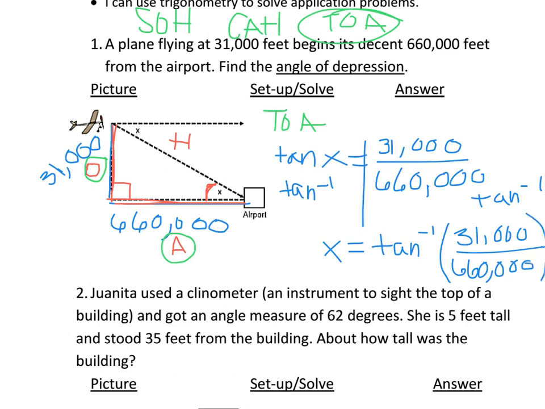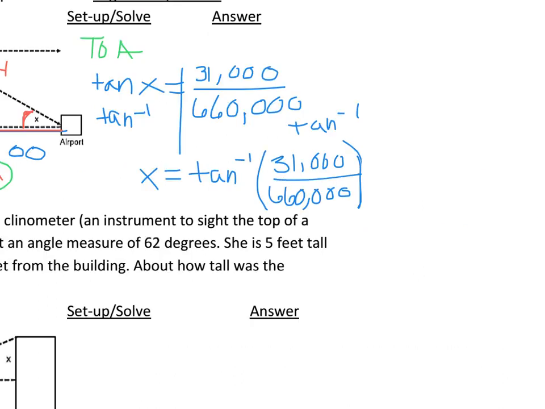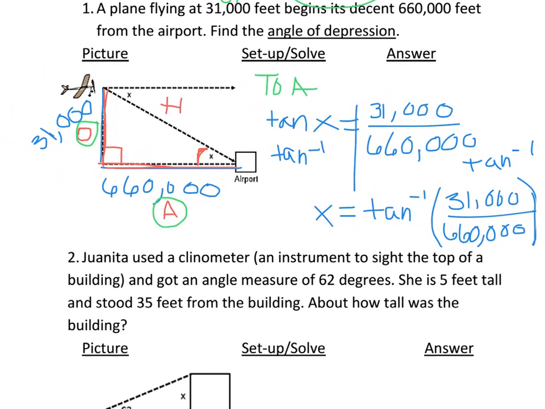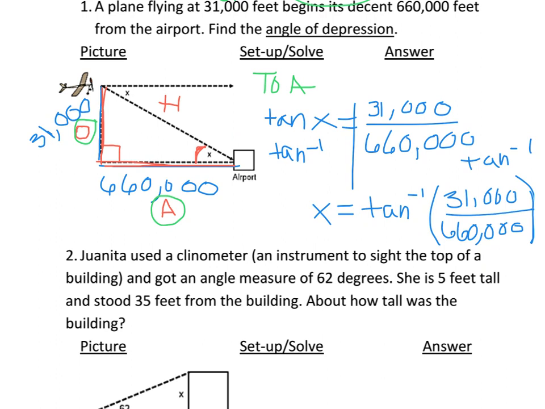We go ahead and type that in our calculator. And x is about 3, and this is degrees. And we know it's degrees because if you remember, it asked us to find the angle of depression. So this right here is 3 degrees, and so is this.